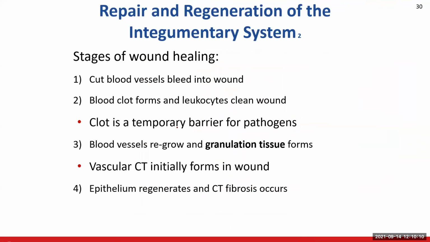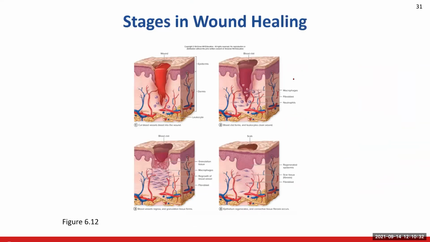Second stage, now we start to clot the blood, so we prevent more blood from spilling into the wound. And now we bring in our white blood cells, the leukocytes. And so they come in and they start to clean the wound. So we've blocked out the external environment because we don't want any pathogens getting in. And that's what we see here. Here's our blood clot. So we block out the external environment.